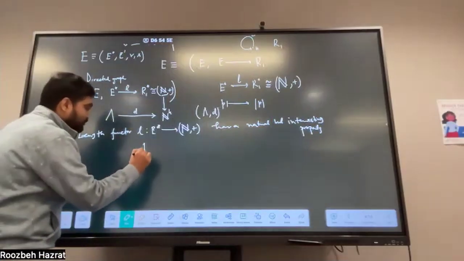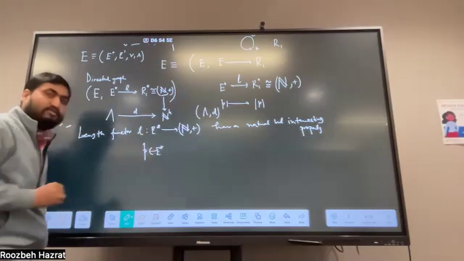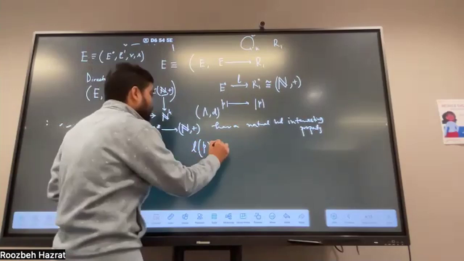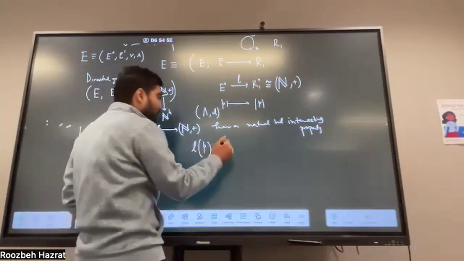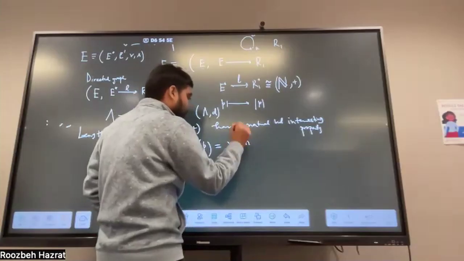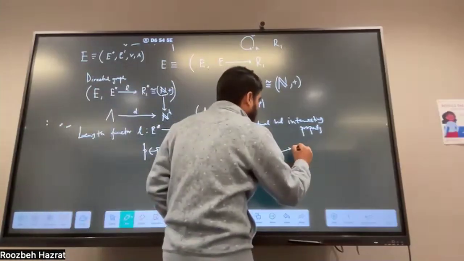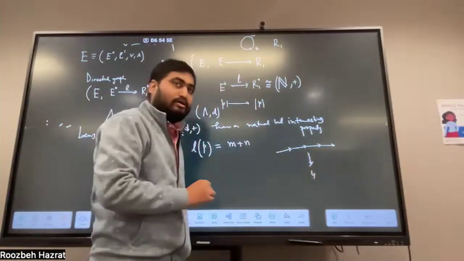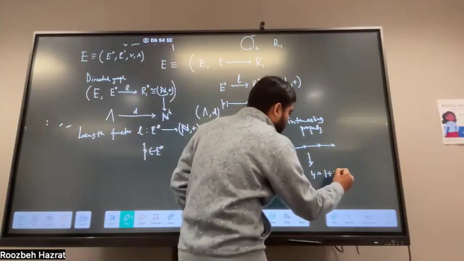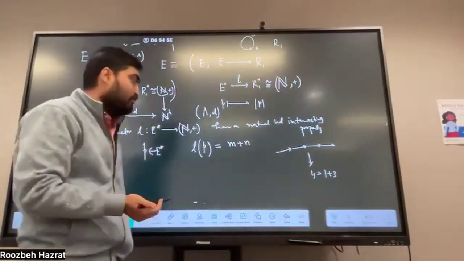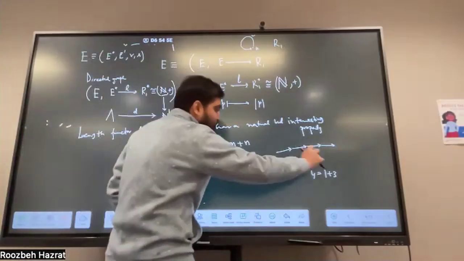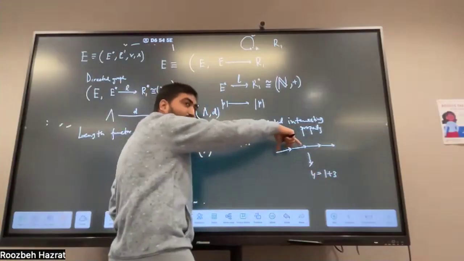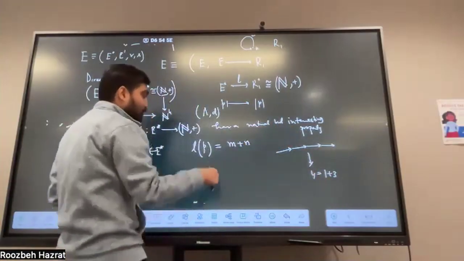So suppose you have a path P in your E star, and then you put the length factor on it, and observe that the length of P is the sum of two things, m plus n. So for example, suppose you have a path of length 4, then you can write 4 as 1 plus 3, 2 plus 2, 3 plus 1, in any way. But corresponding to each one of these factorizations of the integer, you can split your path into two unique subpaths of that length.